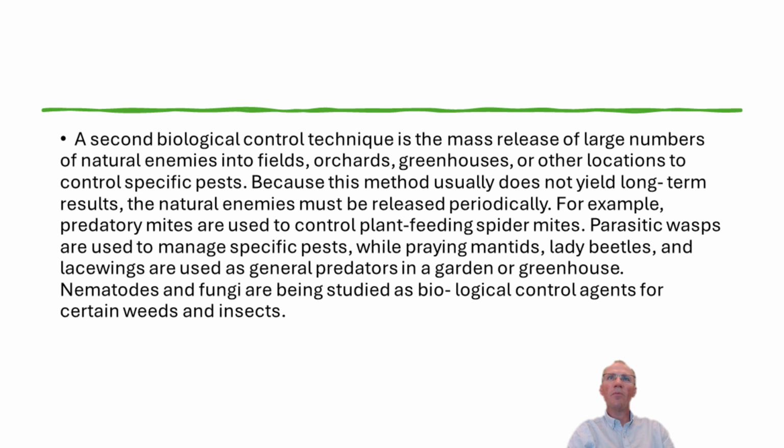For example, predatory mites are used to control plant-feeding spider mites. Parasitic wasps are used to manage specific pests, while praying mantids, lady beetles, and lacewings are used as general predators in a garden or greenhouse. Nematodes and fungi are being studied as biological control agents for certain weeds and insects.